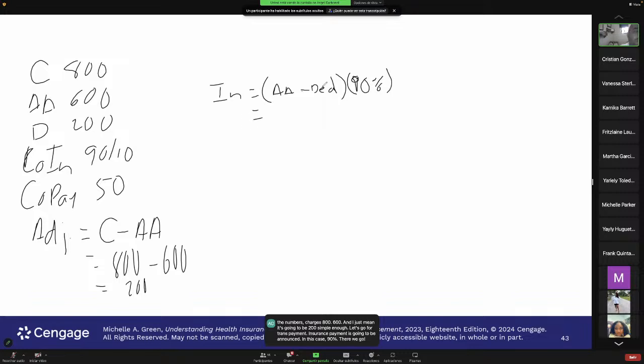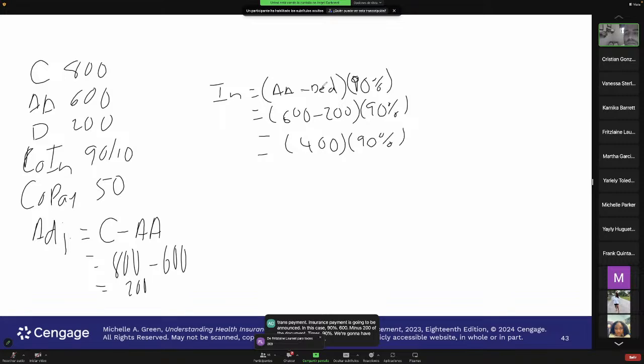Then we're gonna go plug in the numbers. Allowed amount 600 minus 200 of deductible times 90%. We're gonna have $400 here times 90%. That should be 360. What do you put in the chat? Yes, 360. Good. Thank you for helping. So the insurance pays $360.